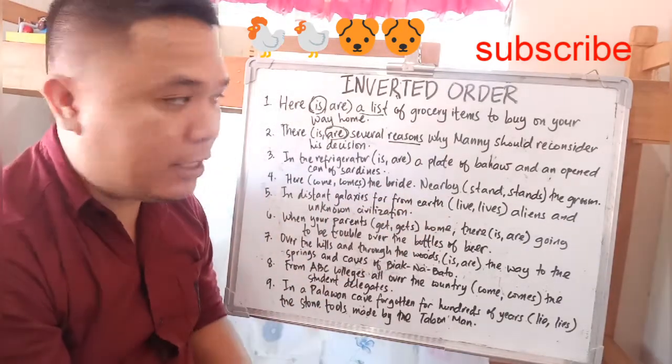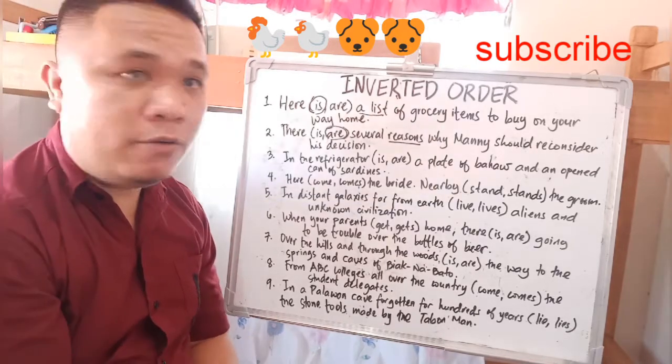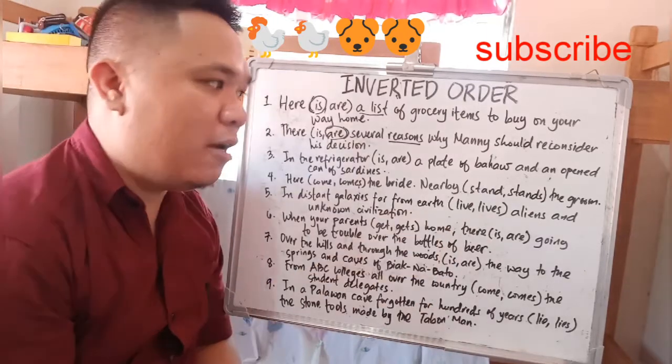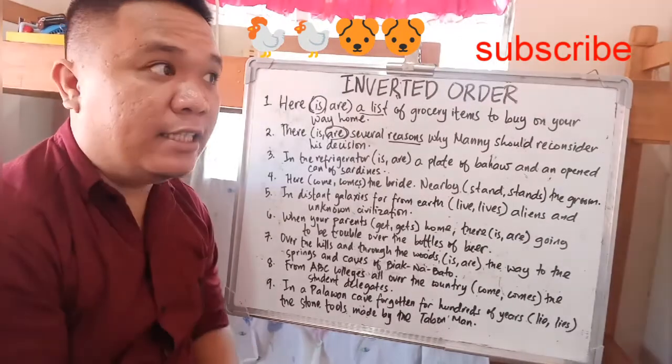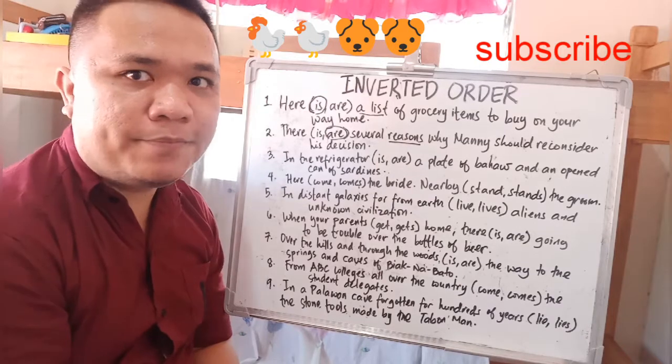Okay, let's continue. In the refrigerator is a plate of bahaw and an open can of sardines. So what do you mean by bahaw? A bahaw is a leftover food. So you store it inside the refrigerator, and then you're going to eat that later on.